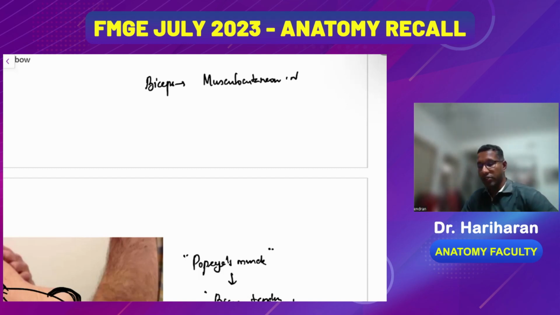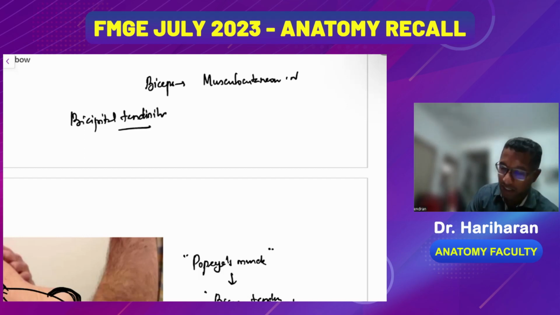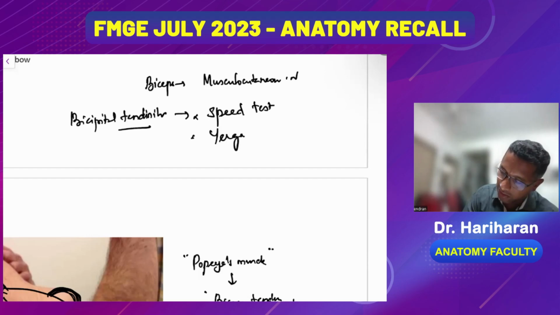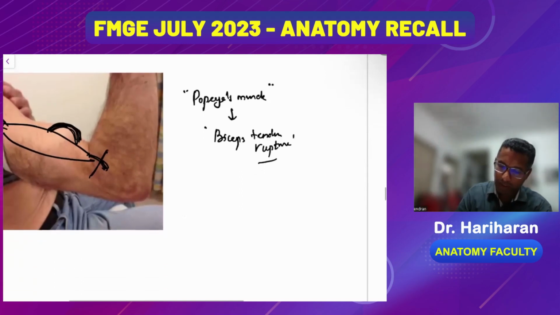Sometimes a patient might develop bicipital tendinitis. Inflammation of the biceps tendon is called bicipital tendinitis. When a patient develops it, it can be clinically diagnosed by a test called the Speed test. These are orthopedic questions: the Speed test and the Yergason test are tests for bicipital tendinitis. These are the important topics around the biceps tendon. I think this holds good for this discussion.